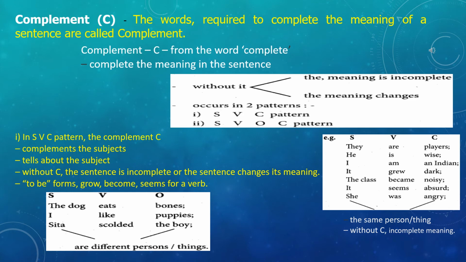Now let us see SVO pattern. Here, the dog eats bones. The dog and bones are two different things. But without the word bones, it is incomplete. The dog eats, that's it. Without the word O, that is the bones, the sentence is incomplete.